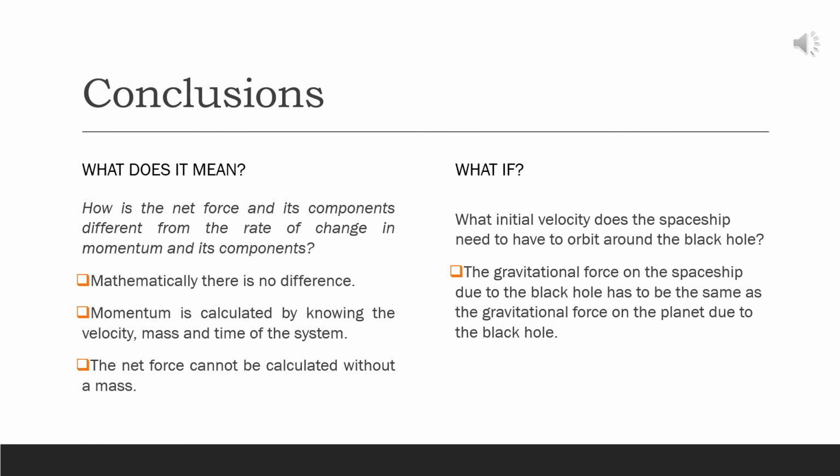Also, what if we wanted the spaceship to orbit around the black hole just as the planet did? In this case, we would need to take into consideration the gravitational force that the spaceship is receiving from the black hole, which would have to be the same as what the planet is receiving in order to stay in orbit.